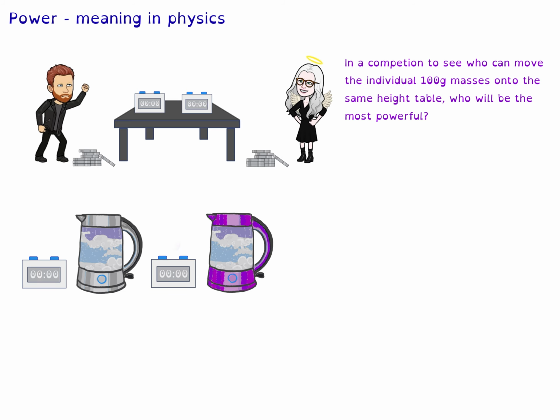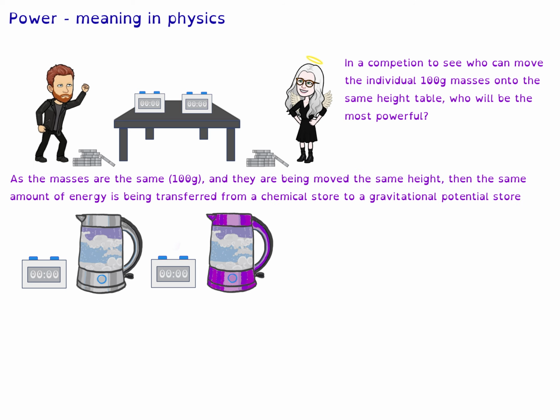In a competition to see who can move the individual 100-gram masses onto the same height table, who will be the most powerful? As the masses are the same, 100 grams, and they are being moved the same height, then the same amount of energy is being transferred from a chemical store to a gravitational potential store.